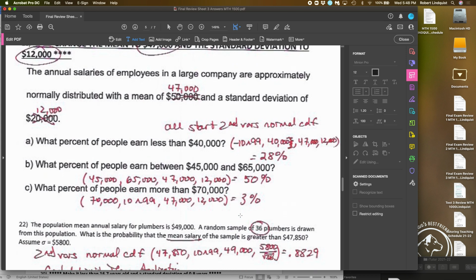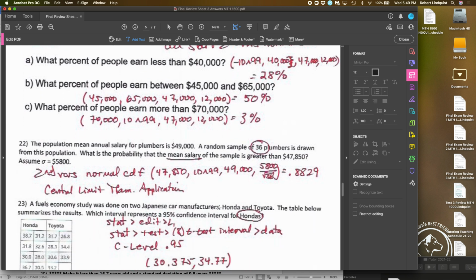And then lastly, what percent of the people earn more than 70,000? Well, that would be from 70,000 on up to the highest value, which is 10 to the 99th. 47,000 is the mean, 12,000 is the standard deviation, and you'll come up with about 3%, 0.03.